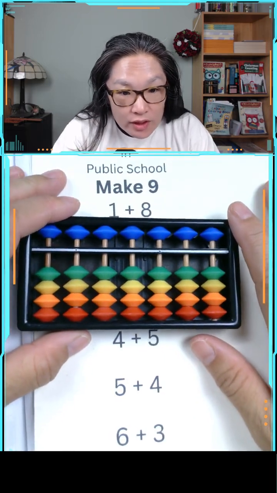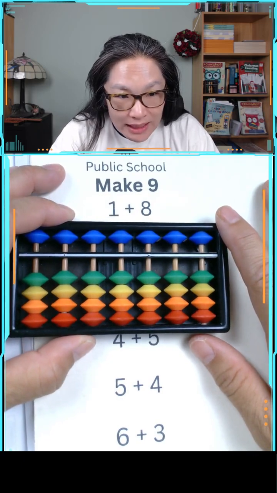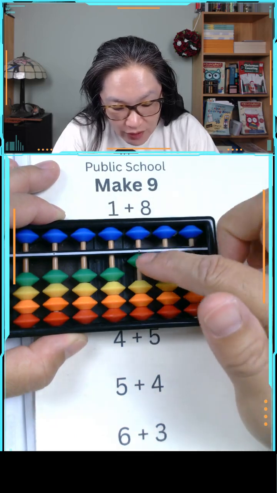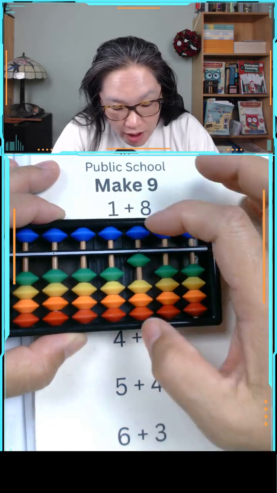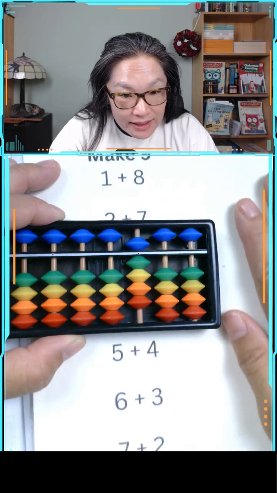Sometimes in school, they say you need to memorize how to make a 9. I'm like, why do you need to memorize how to make a 9? On the abacus, we don't need to memorize. So we have 1 on the abacus. I want to add the 8. I just need to see if I have enough to add the 8. And I do. All I have to do is add the 8.